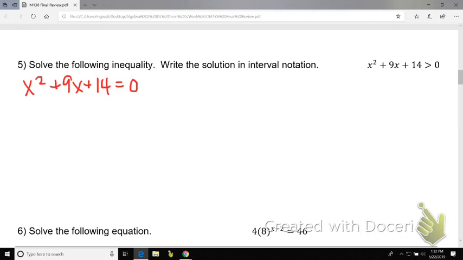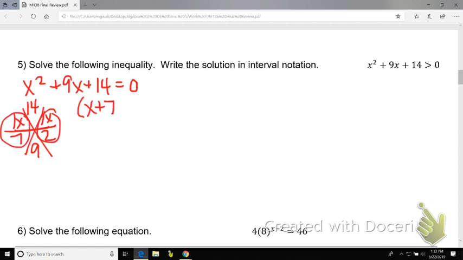Yeah, I would do an asterisk problem. You have a 14 and a 9. So two numbers that multiply, 7 and 2. Yep, to make 14 and add to make 9 are 7 and 2. Okay, so now we have our two sets of parentheses, x plus 7 and x plus 2 equals 0.